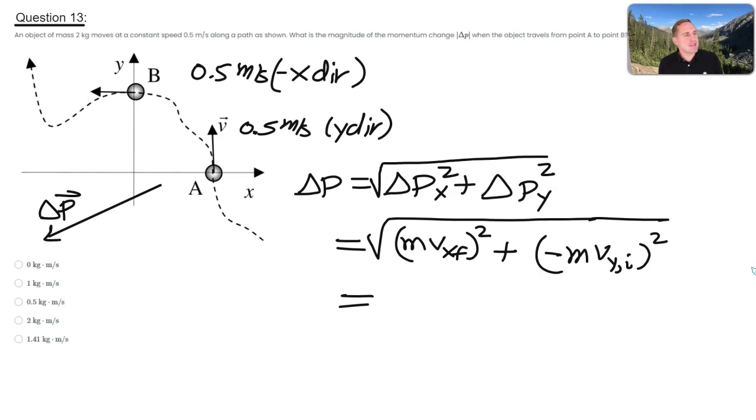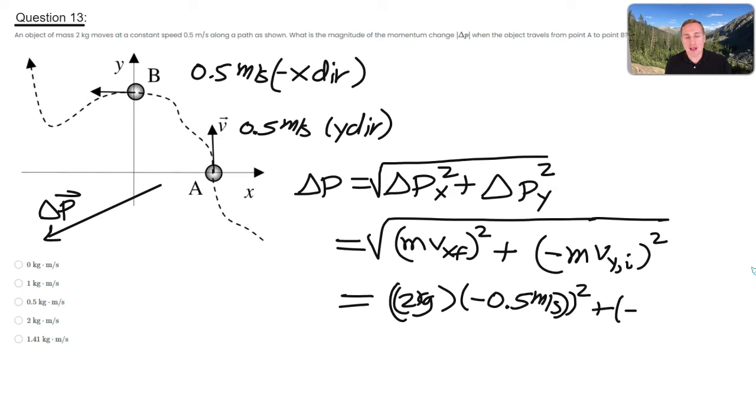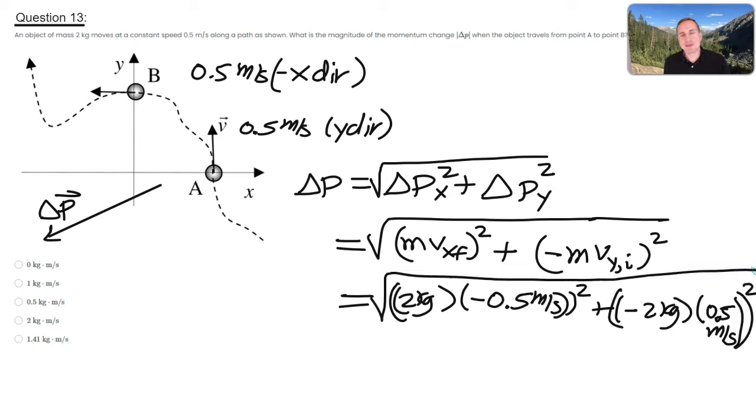Okay, now the mass is 2 kilograms in these cases. The x final velocity is negative 0.5 meters per second, and then again, we have to square this. Plus, again, negative 2 kilograms times 0.5 meters per second, and then we have to square that, and then the square root. 2 times a half is just 1, so this is just negative 1 squared, that's just 1. Plus negative 2 times a half, which is negative 1, squared is just 1. And the square root of this is the square root of 2.